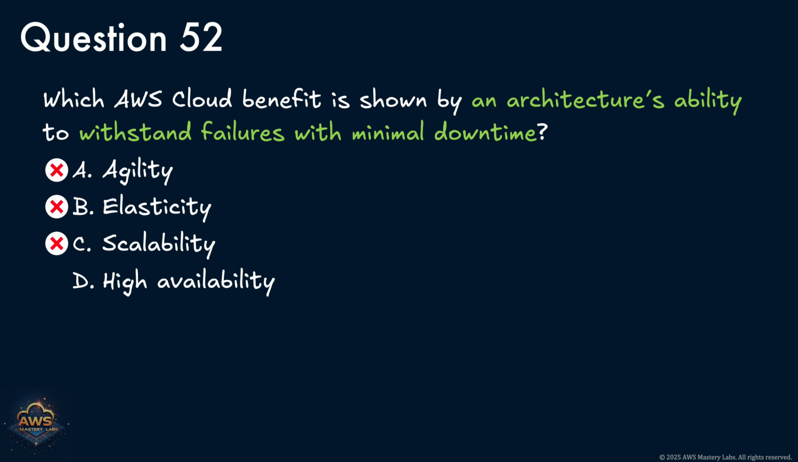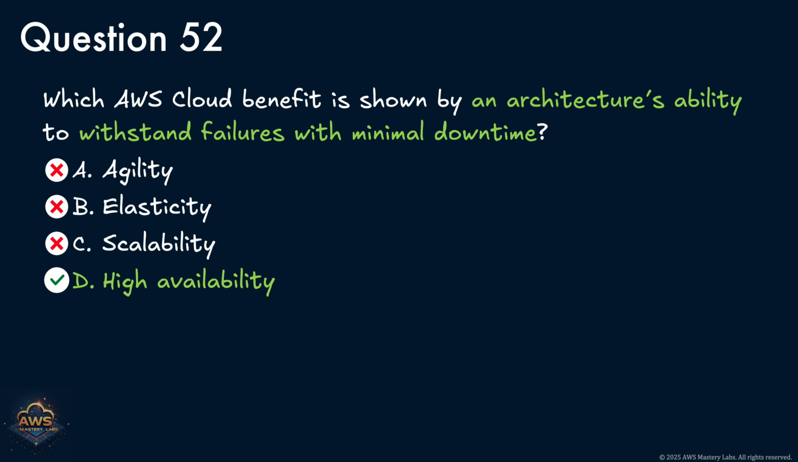Option C, scalability. Scalability is about growing, either vertically, with more powerful instances, or horizontally, with more instances, to meet increasing workload needs. It ensures performance under higher loads, but like elasticity, it doesn't inherently address fault tolerance or uptime. Incorrect, because scalability ensures growth under demand, but doesn't guarantee uptime during failures.